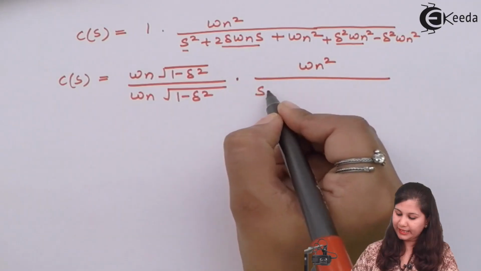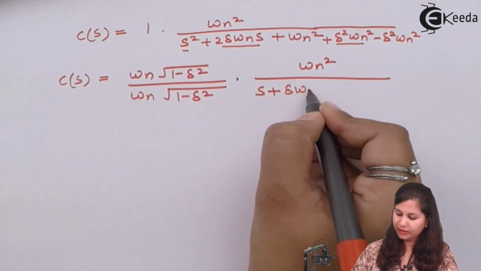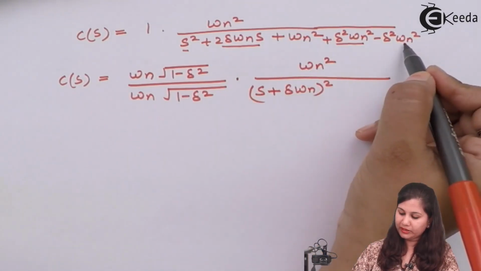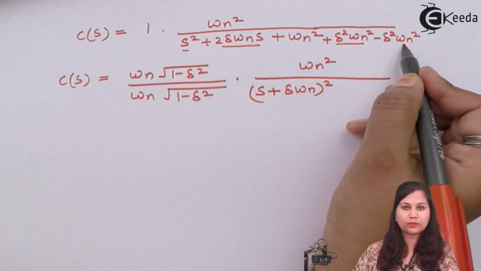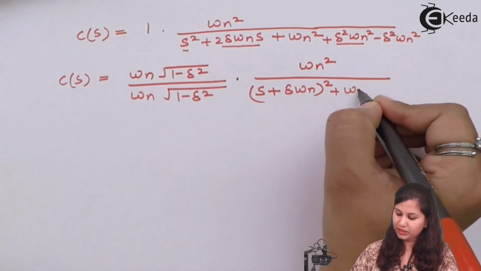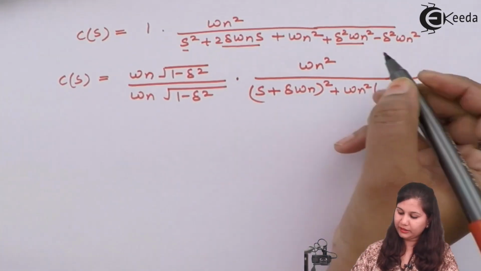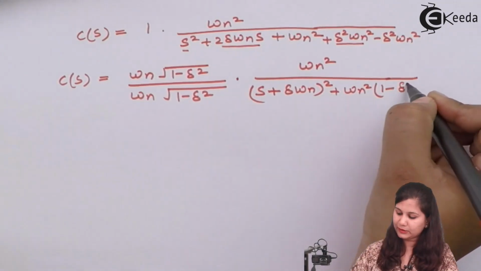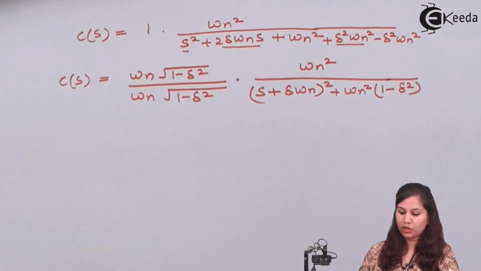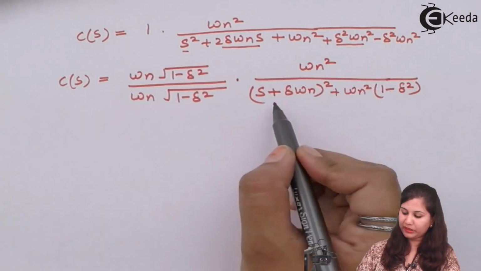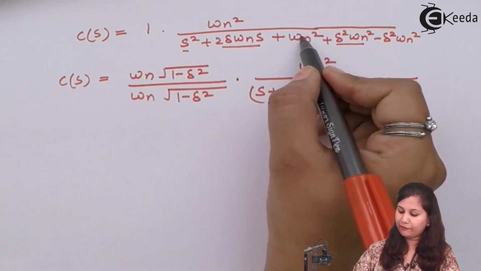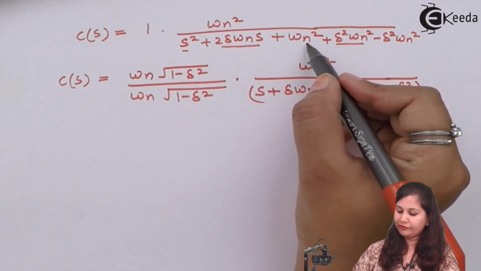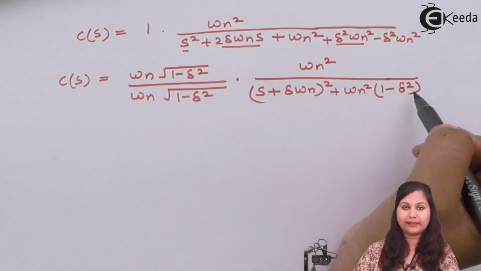So we can write (s plus delta omega n) whole square, and from the remaining terms we can take omega n square common. So we have omega n square, and the remaining terms left are 1 and here delta square. So these three terms are forming this a plus b whole square, and from the remaining terms we have taken omega n square common, and we are left with 1 minus delta square.